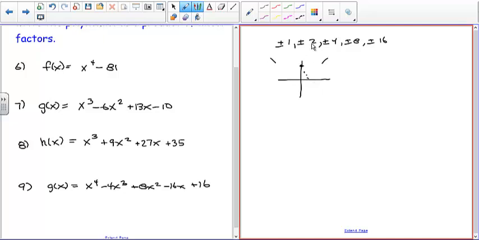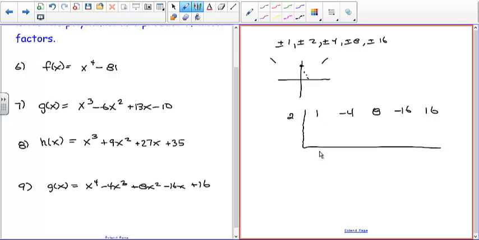So I might try positive 2. 16, 8, 4, these 8 and 16 are probably not going to happen. It's not going to take that long to get down to the x-axis. So I'm going to try plus 2. That means I take the original function, take the coefficients, like that, and put a 2 in here.